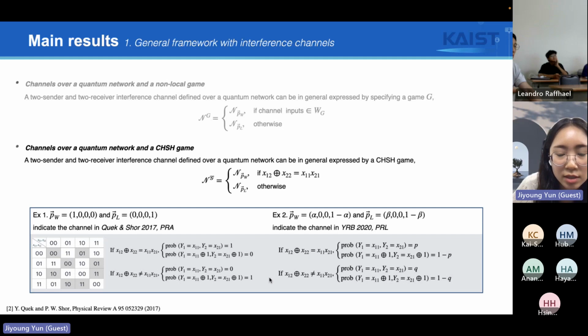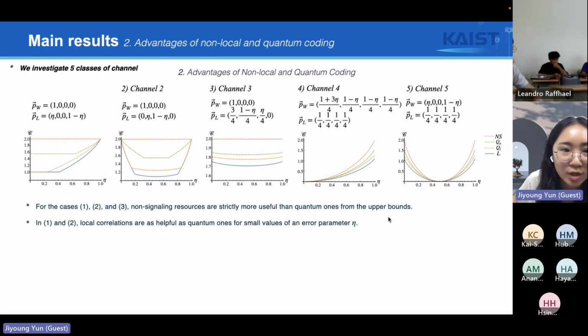So similarly, in 2020, in our paper, we also defined the channel like this. We generalized from the Quick and Sure's paper, but from now on, we generalize from this 2020 paper. We considered all possible channels. So we investigated 5 classes of channel.